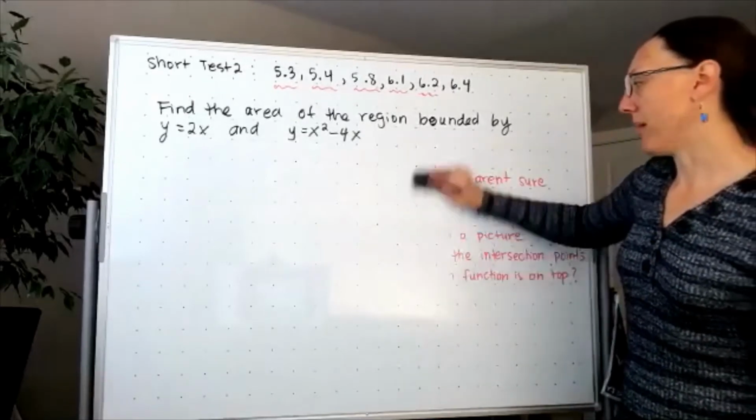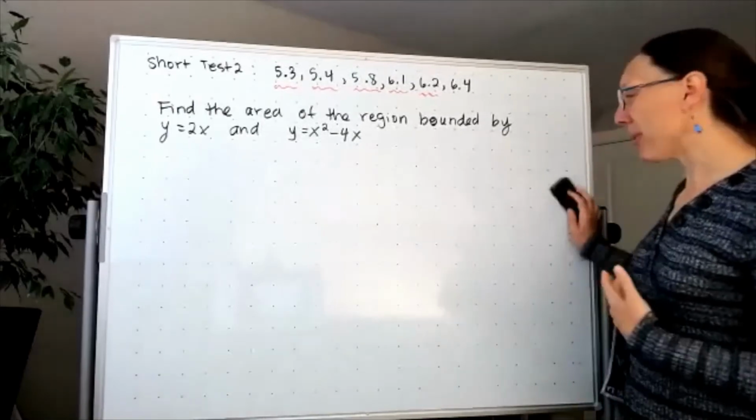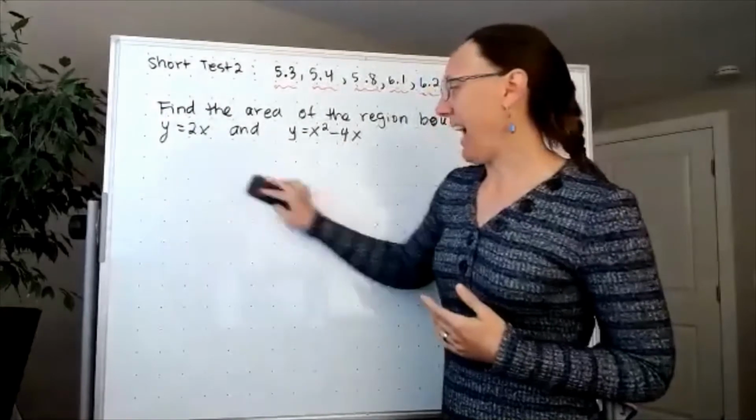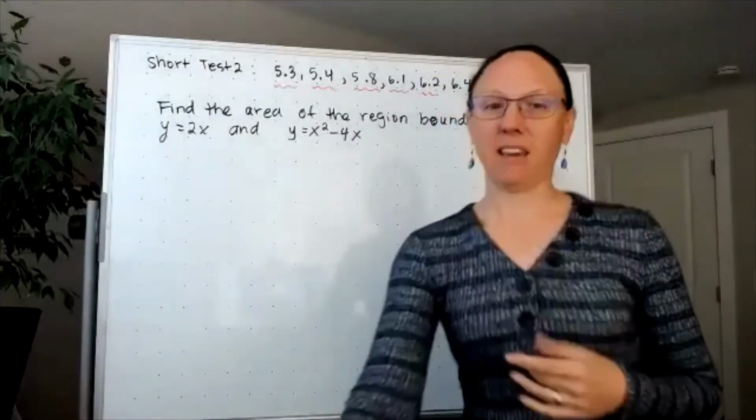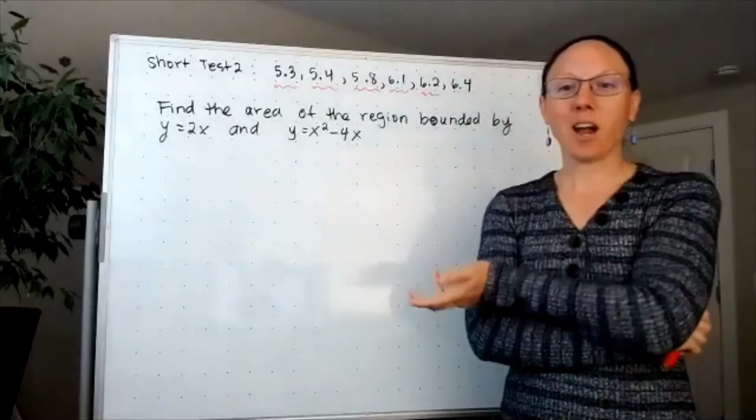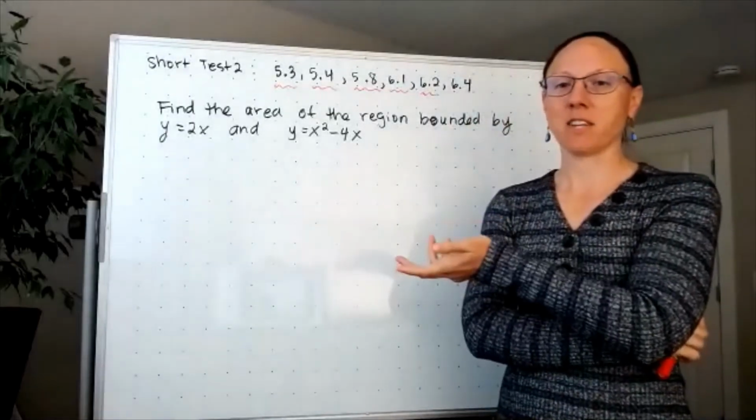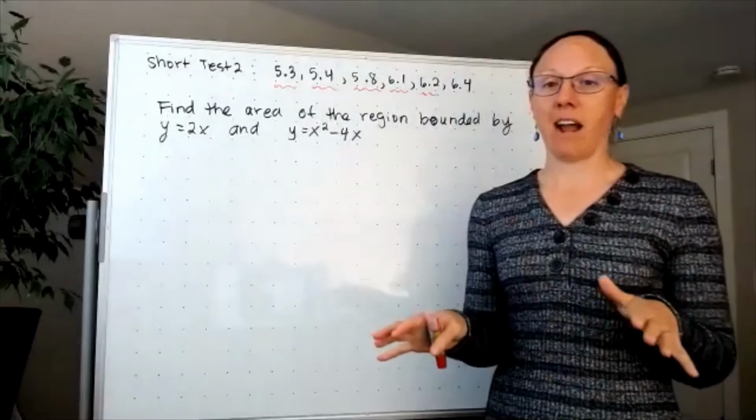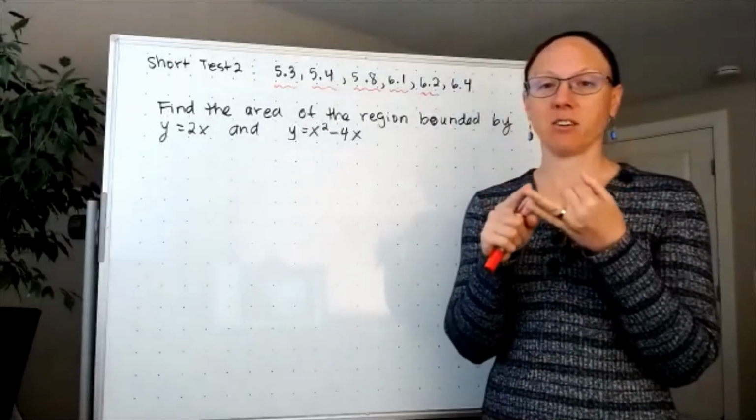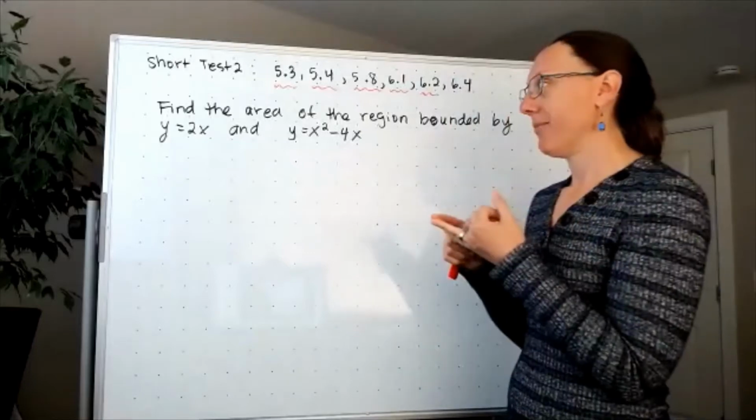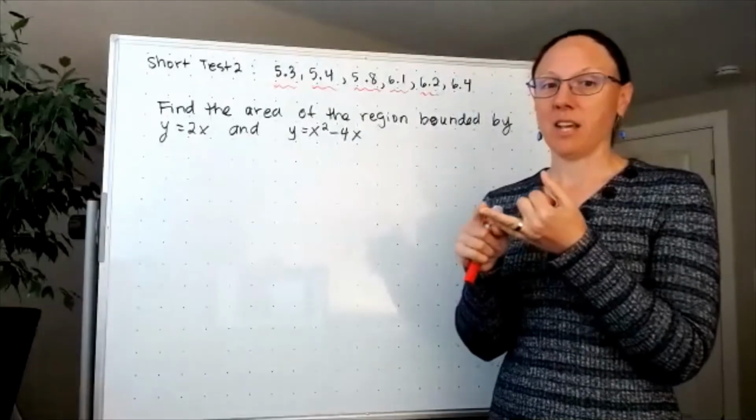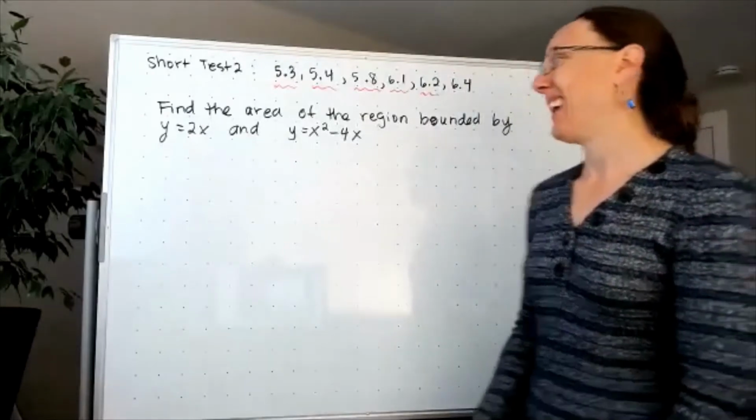When I say draw a picture, I'm pretty good at drawing things, but I do have some tips if you're not super comfortable drawing things. When it comes to finding area between curves, the only thing we're trying to figure out is where they intersect and which function is on top. And I can do both of those without a great picture. Here's what I mean by that.